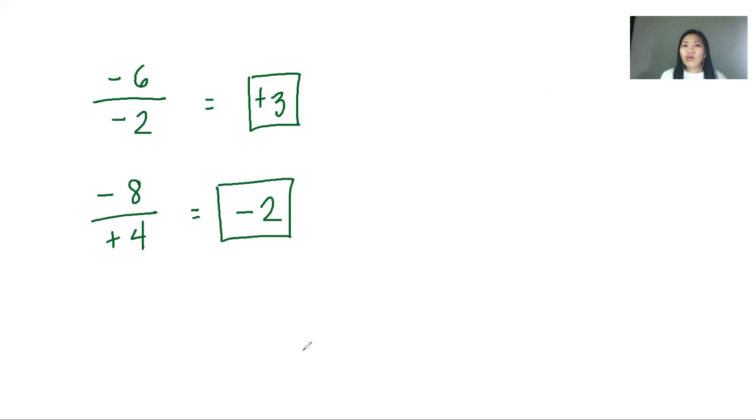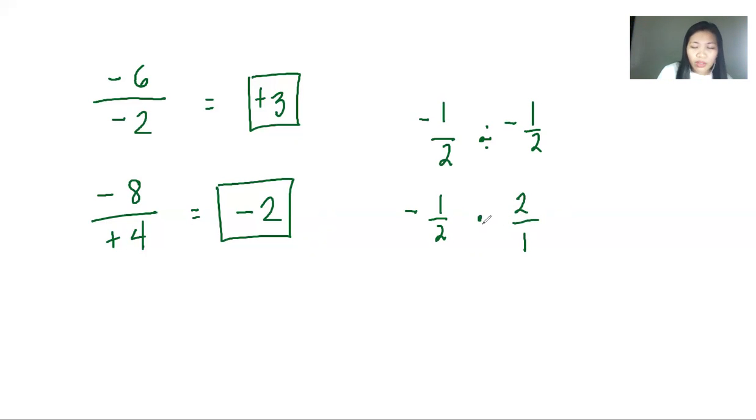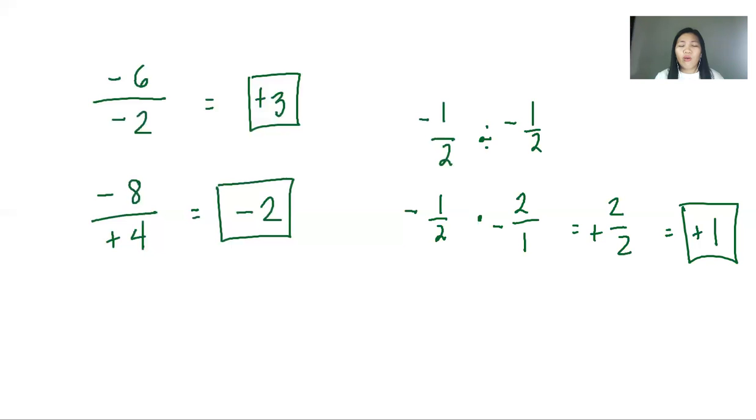Okay? Same goes with fractions. For fractions, if it's negative 1/2 divided by negative 1/2, how will we do that? Again, negative 1/2, then the reciprocal, 2 over 1, that is negative. Okay? So 1 times 2, 2. 2 times 1, that is 2. Negative and negative, that is positive. 2 divided by 2 is 1. So the answer is positive 1.